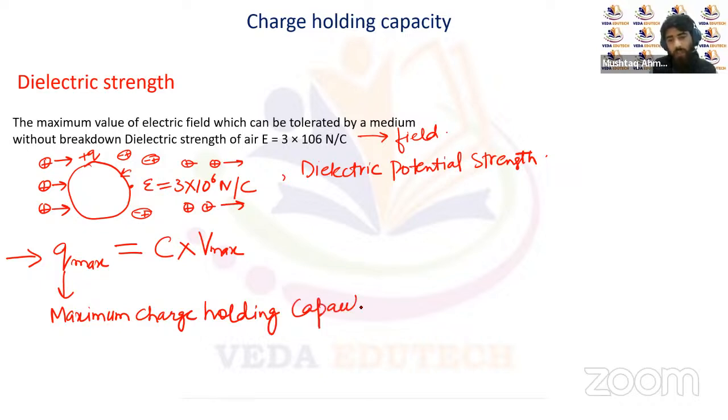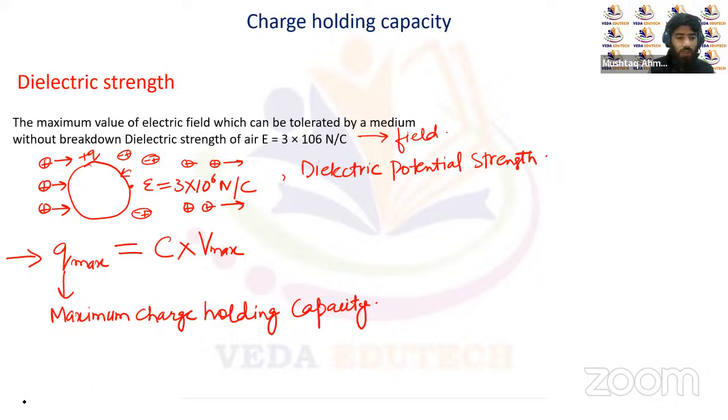If we define the capacitance of a capacitor, it will be the charge supplied to the capacitor and the potential on that capacitor, that is Q upon V. That will be the capacitance of that capacitor. But what about the maximum charge holding capacity? That will depend upon the dielectric strength. That will depend upon the shape or size of a conductor as well. So we'll discuss all these things one by one.